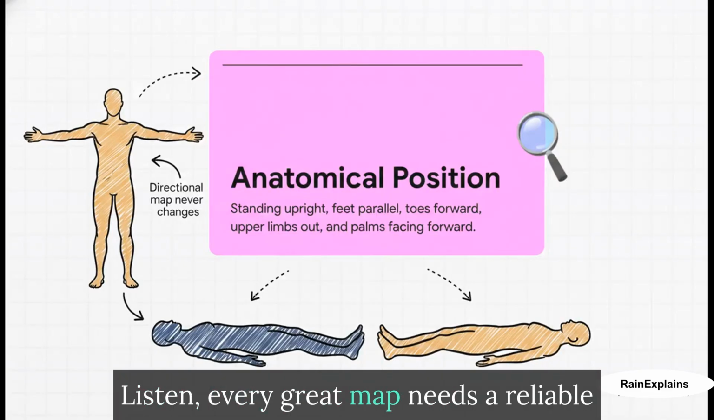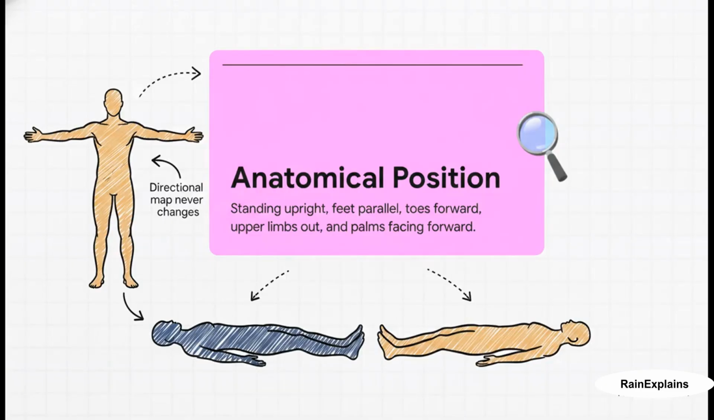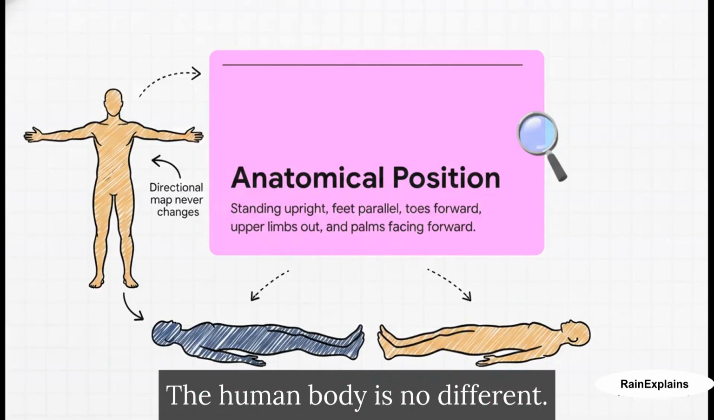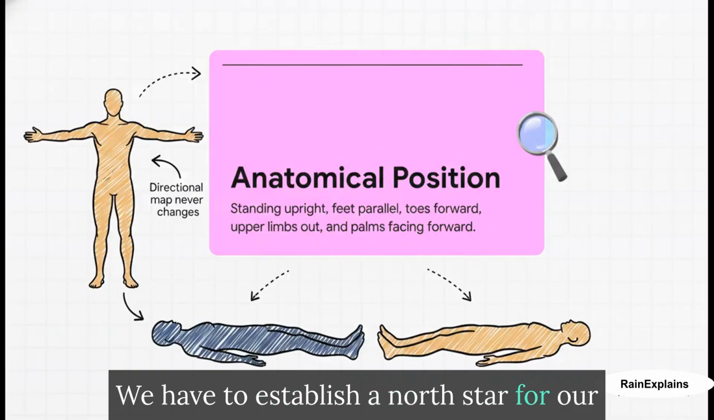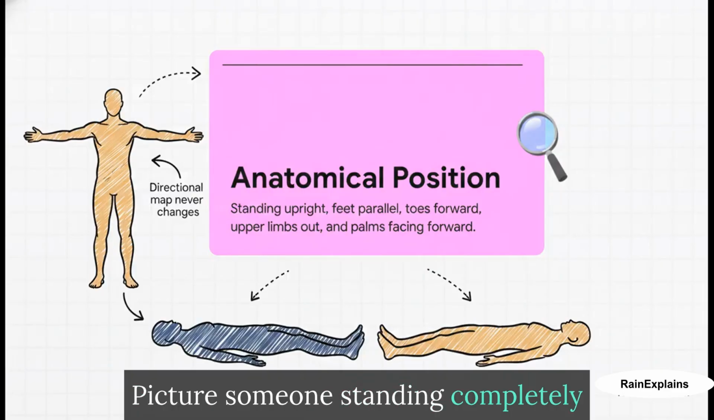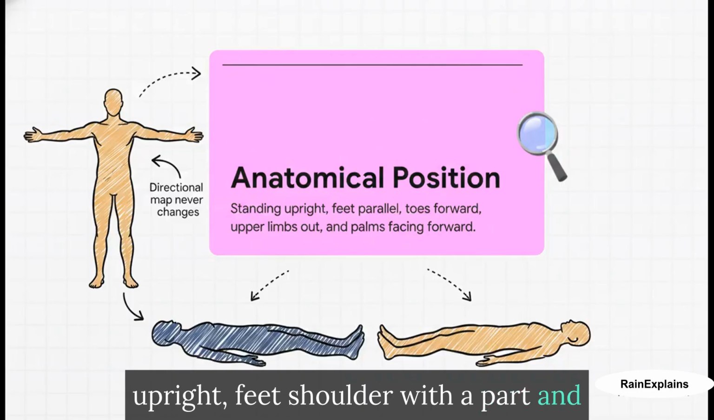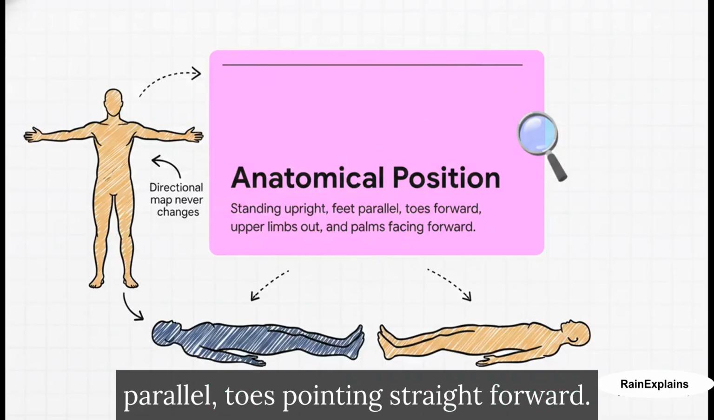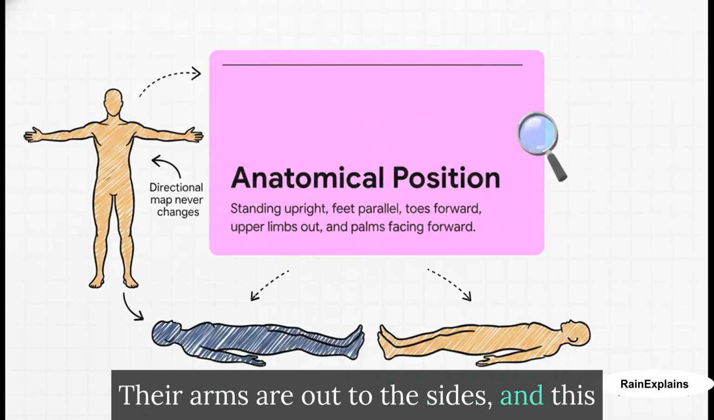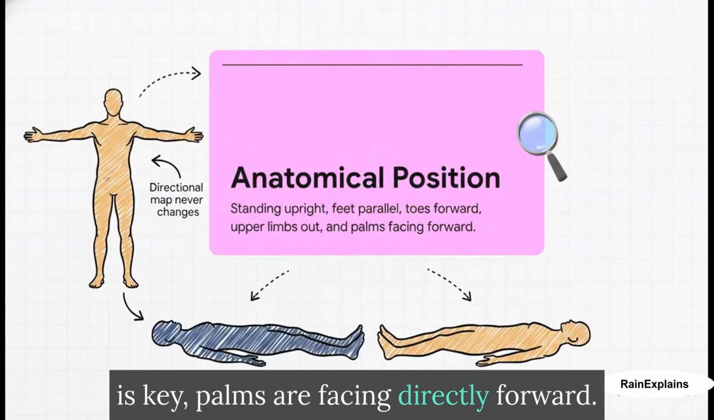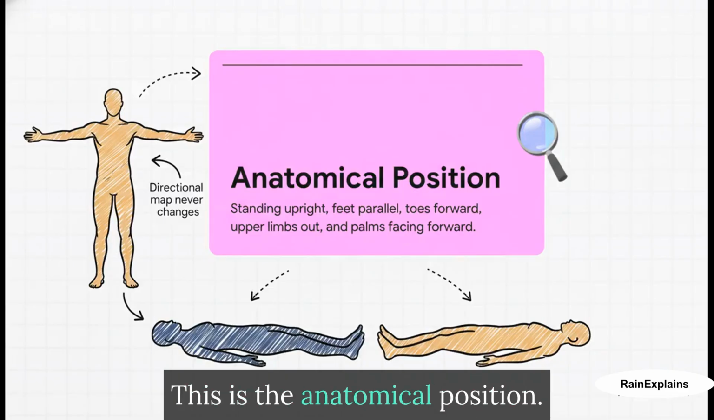Listen, every great map needs a reliable compass, right? The human body is no different. We have to establish a North Star for our map. Picture someone standing completely upright, feet shoulder-width apart and parallel, toes pointing straight forward. Their arms are out to the sides, and, this is key, palms are facing directly forward. This is the anatomical position.